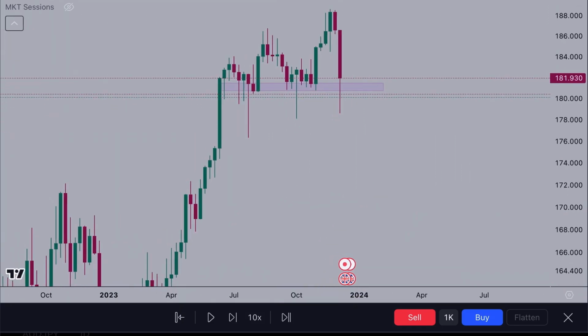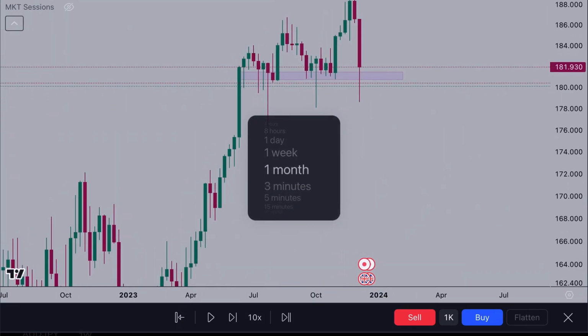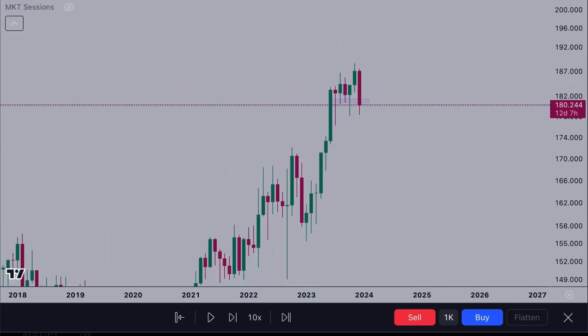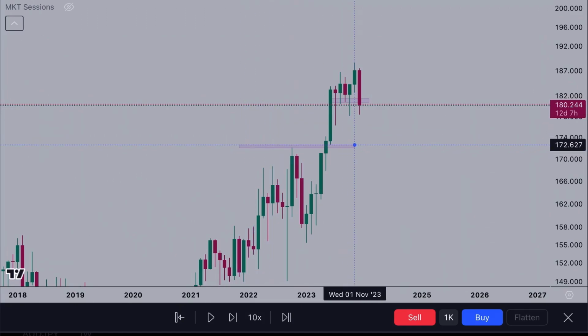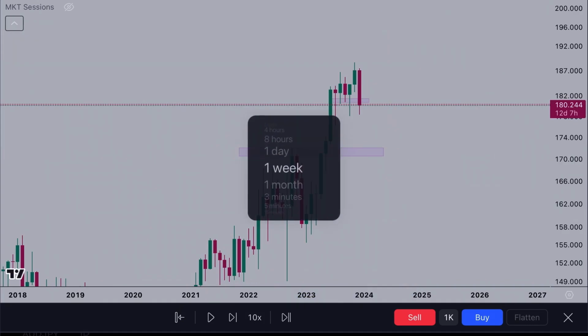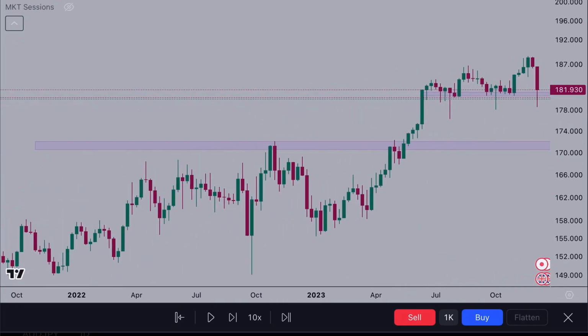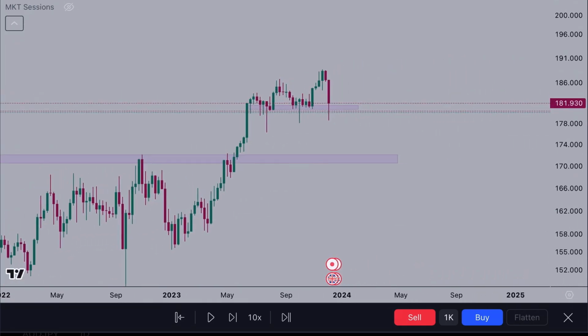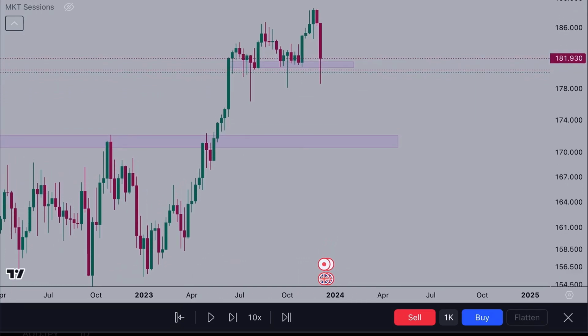So as we can see right here, where will be the next support if price breaks that level and continues to the downside? As you can see, the next support that will be of influence is this one right here. I had to go down to the monthly time frame, but on the weekly, you can also identify it right here.